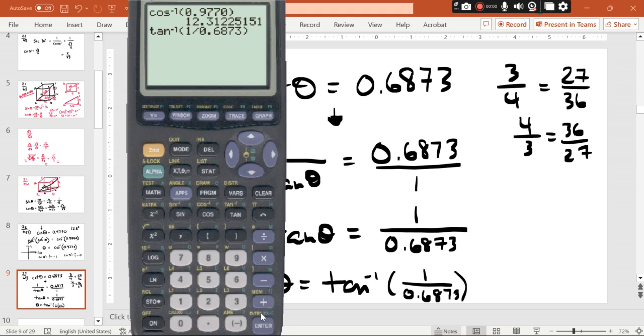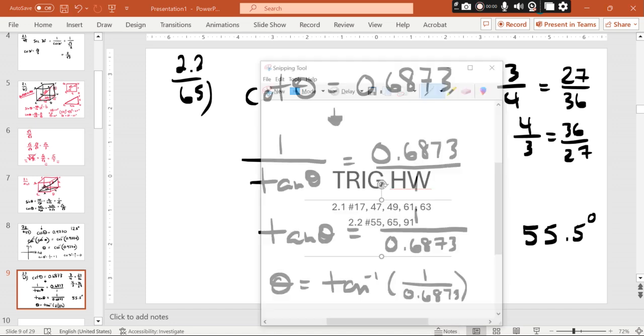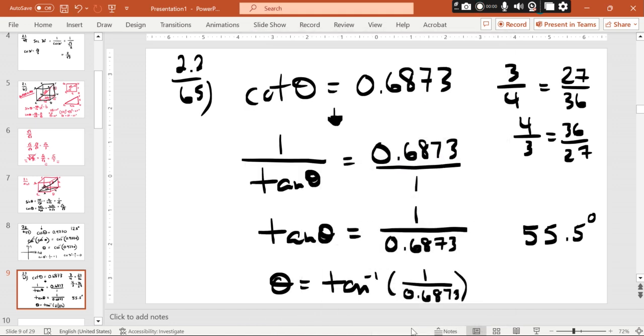Sweet. Second function, tangent. 1 divided by 0.6873, I believe. And the answer is perfect. I'll go with that. 55.5, a whole bunch of fives with a degree symbol next to them. All right, and 91.